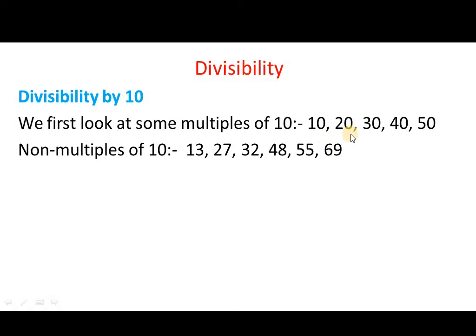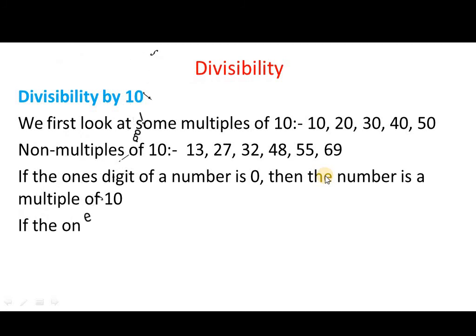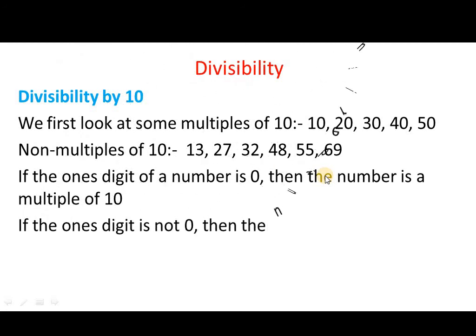So here 10, 20, 30, 40, 50 are the multiples of 10, which are divisible by 10. And here 13, 27, 32, 48, 55, 69 are not the multiples of 10, and are also not divisible by 10. So what can we conclude by this?